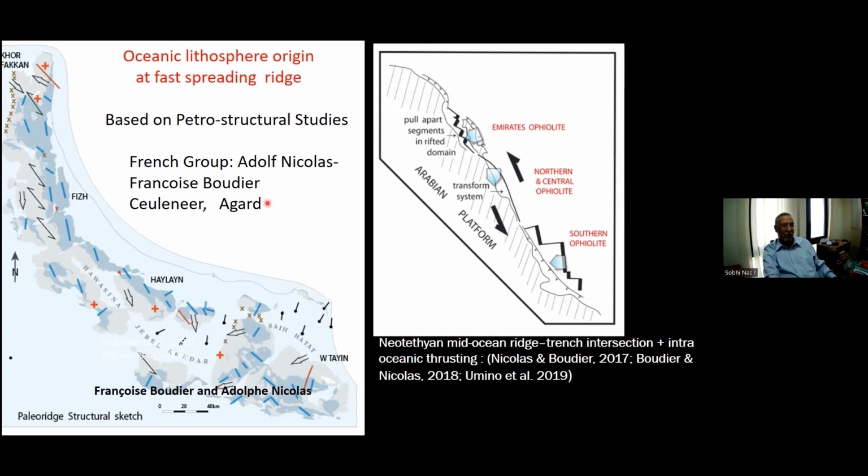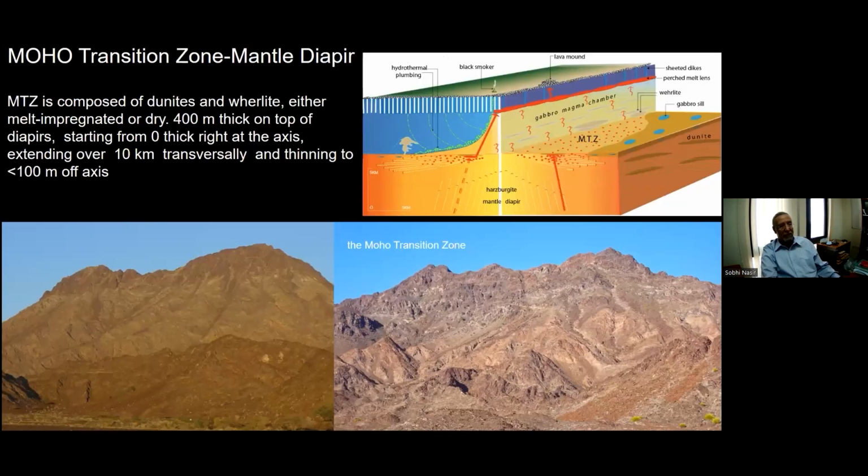The French group, mainly Francois Boudier, Adolphe Nicolas, and their students, made a lot of structural analysis, and they proposed this New Tethyan mid-ocean ridge trench intersection plus intra-oceanic thrusting. Now, in all their study, they studied in detail the mantle diapir in Oman. And within the mantle diapir, they studied the MOR transition zone, which is occurring between the mantle sequence and the crustal sequence. This mantle transition zone is usually composed of dunite and wehrlite, which are either melt impregnated or dry.